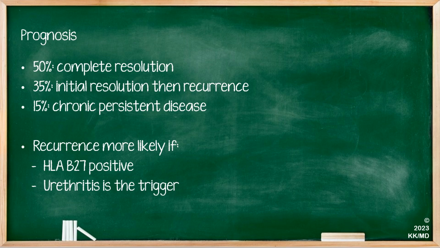Prognosis of reactive arthritis is really quite good. About 50% of cases have complete resolution. About 35% of cases will have initial resolution followed by a recurrence, and then unfortunately in about 15% of cases you will get chronic persistent disease. You are more likely to have a recurrence if you are HLA-B27 positive, or if urethritis is a trigger for your reactive arthritis.